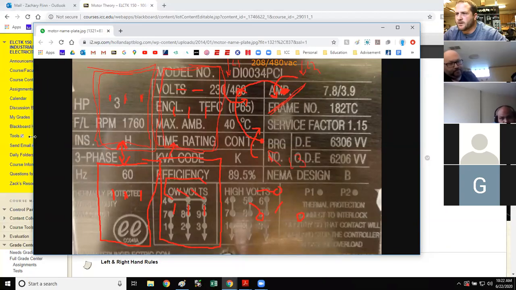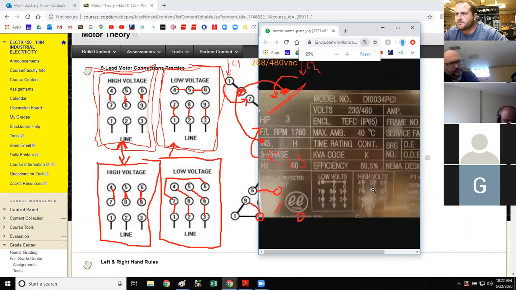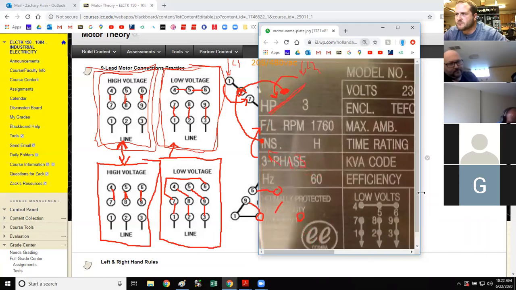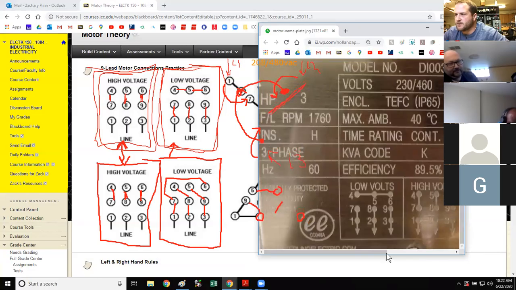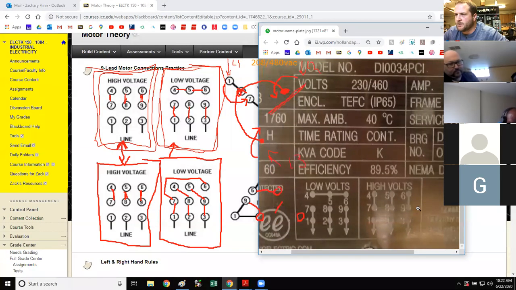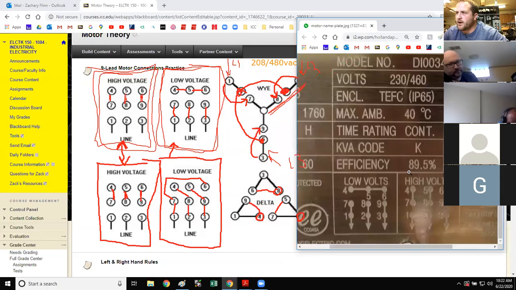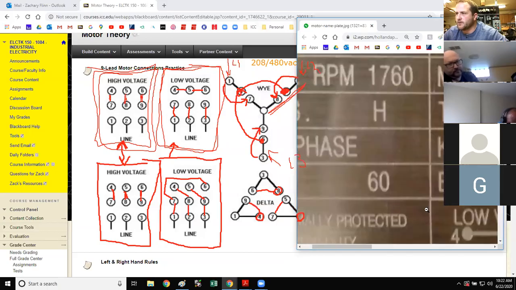If I can ever get this done, you can see what I'm getting at, right? Yep. So this is the kind of drawing that you would see on a motor nameplate. But if the nameplate was all scratched up and you needed to know how to hook it up, you could do it without having the drawing, right? That's the point. Yes.